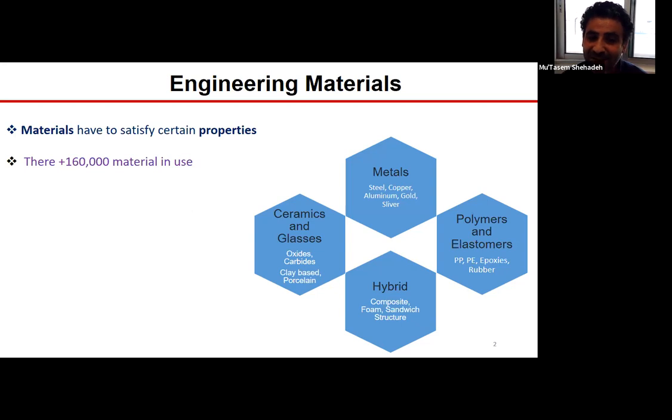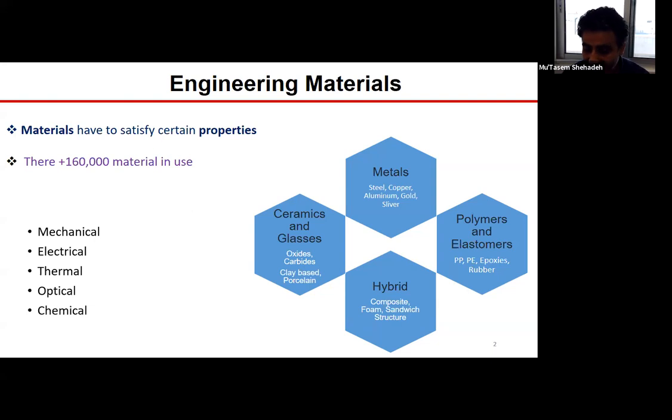Just for you to know, there are currently more than 160,000 engineering materials in use. So imagine this number. And again, these are classified into four families: metals, ceramics and glasses, polymers and elastomers, in addition to hybrid materials such as composites and sandwiched structures. And as I mentioned, each one of those families exhibits specific and common properties. Those properties can be mechanical, such as stiffness, strength, toughness, ductility. They could be electrical, such as resistivity, thermal, such as heat capacity or coefficient of thermal expansion, optical and chemical, and so on.